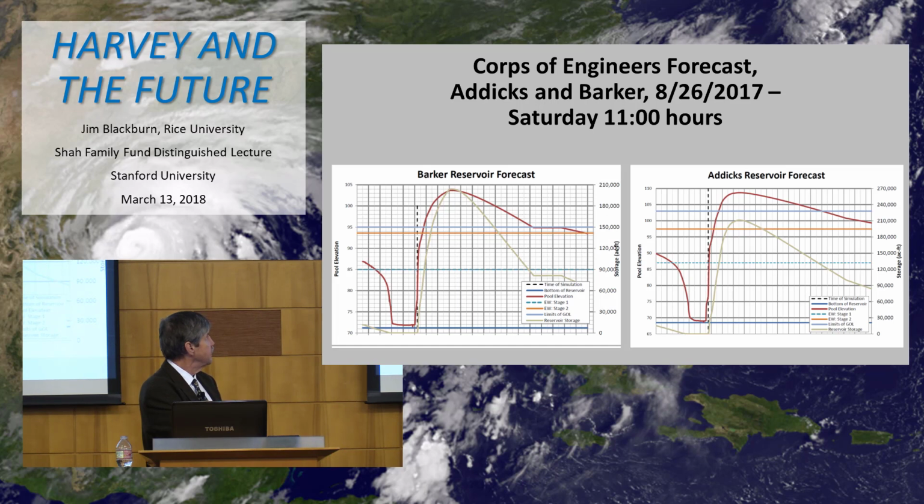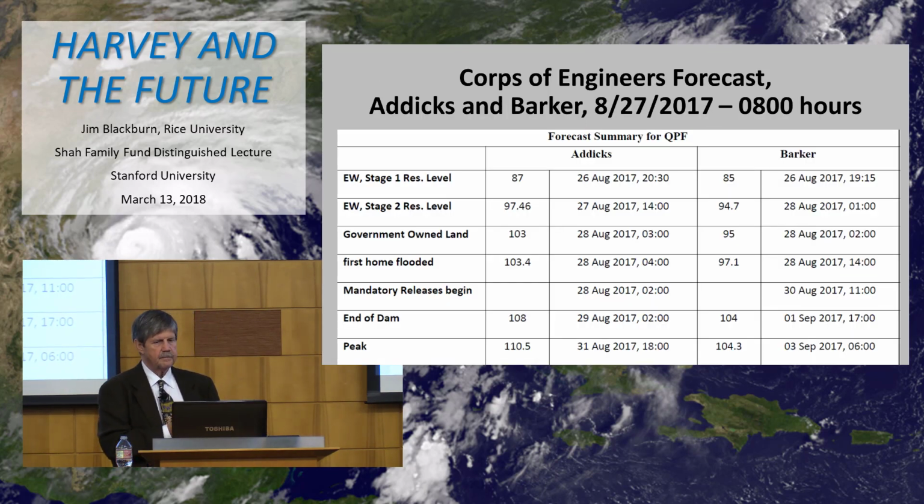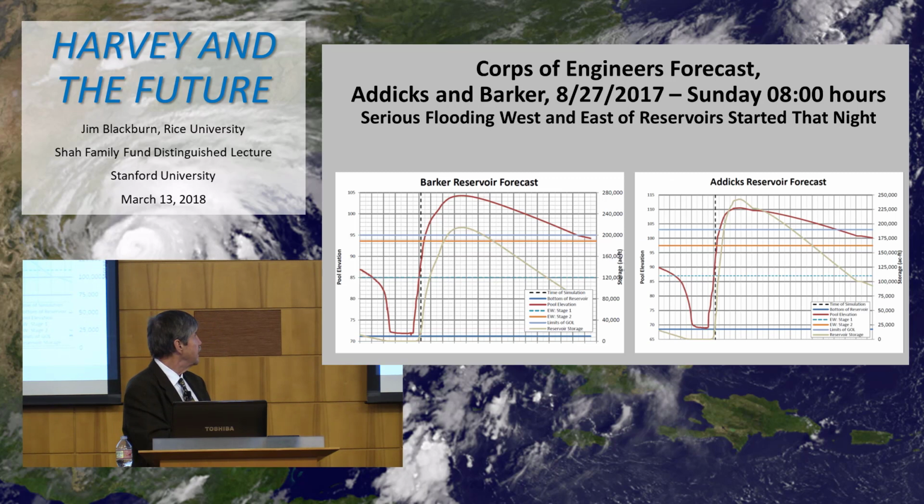Now, Barker is going to be 9 feet above the flood pool. Addicks is up to about 5 or 6 feet. Sunday, 800 hours, the first home flooded, on the 28th of August. Flood depth, now we're talking 10 feet into the homes, and here we're talking about 8 feet into the homes. The official warning did not go out until late Sunday night, when water started coming into houses.